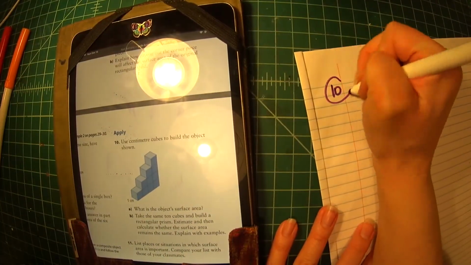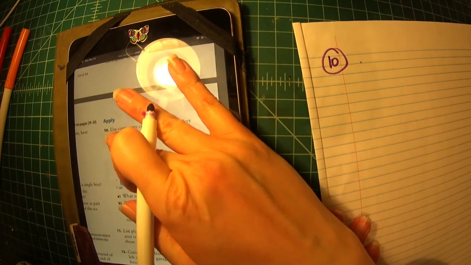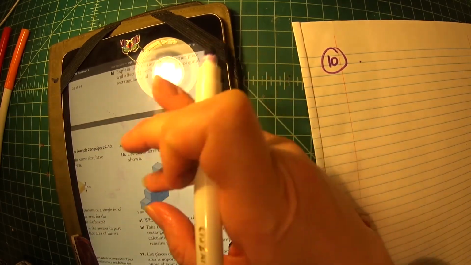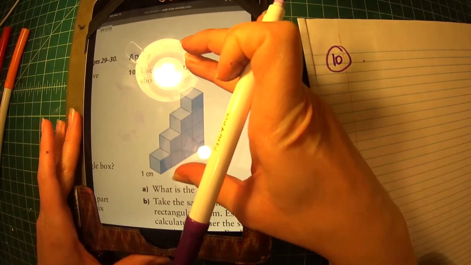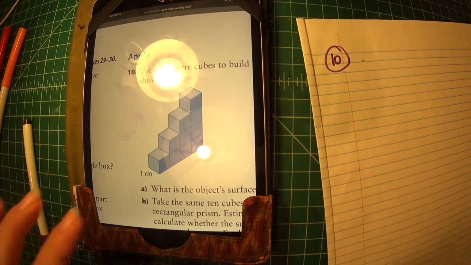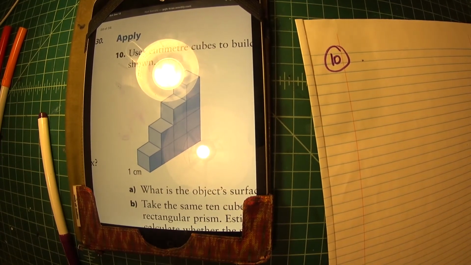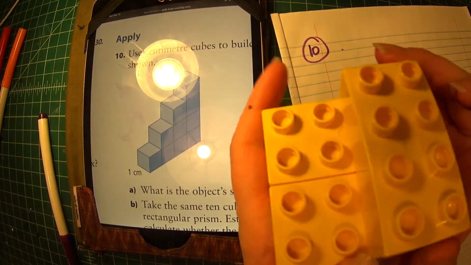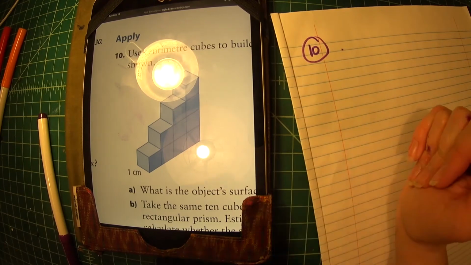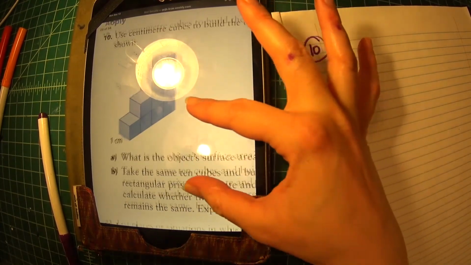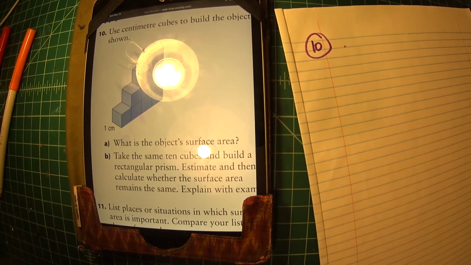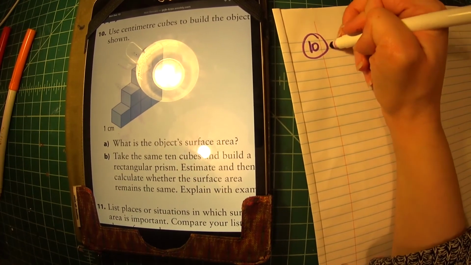Okay, and last one, number 10. It says use centimeter cubes to build the object shown. So I was obviously not expecting you to do that because I am thinking that people probably do not have those snap cubes at home. Some of you might. If you do, you can. Or if you have Legos like we do at home and you want to use those, you can. But it's fine. I'm not expecting you to build it. But what I do want you to figure out is 10A. What is the object's surface area?